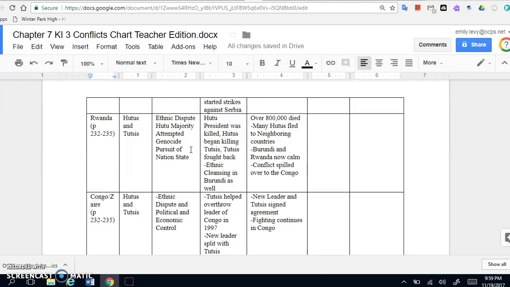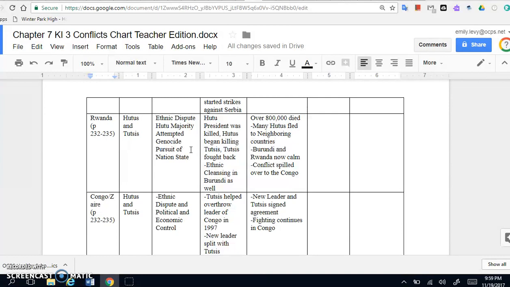So in Rwanda, which is a country in southern Africa, this was a conflict between two groups, the Hutus and the Tutsis, and this was an ethnic dispute. The Hutu were the majority who attempted genocide against the Tutsi minority. Again, this was also the pursuit of the nation-state concept. Now, this conflict had also been ongoing for many, many years.